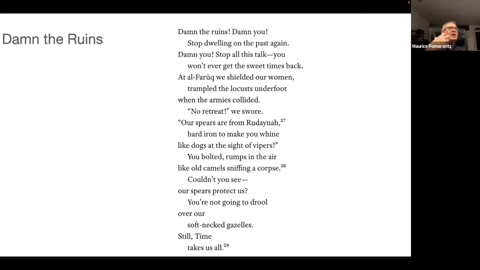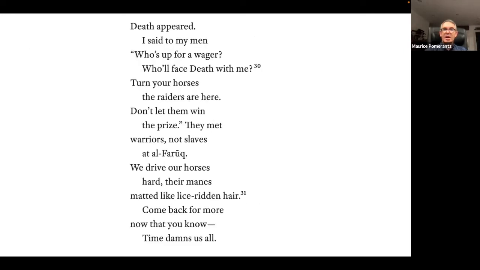I think there's pride there about the honor of his tribe. And yet, at the end of all of that boasting, he'll say, time takes us all. It's very interesting, actually. This is not very much counter to Islamic notions. And it's interesting because early Muslims recorded this poetry. We owe its preservation to them.